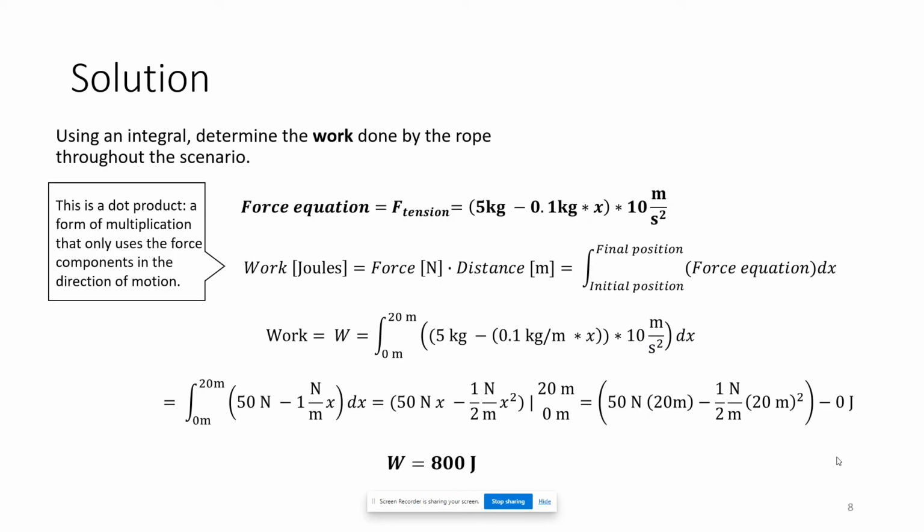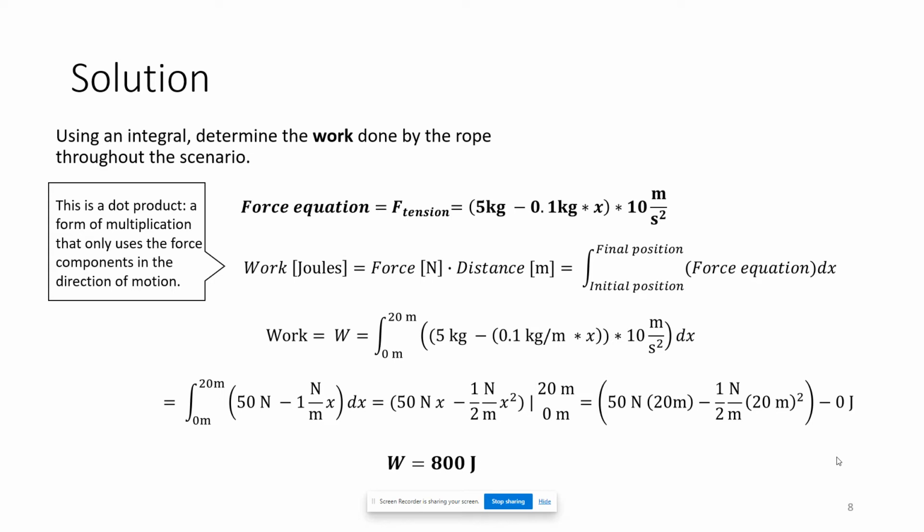Finally, using an integral, determine the work done by the rope throughout the scenario. The force equation equals the force of tension. We know work is going to be force dot distance, which, reminder, is a form of multiplication that only uses the force components in the direction of the motion. And that's equal to the integral from the initial position to the final position of that force equation with respect to that position.